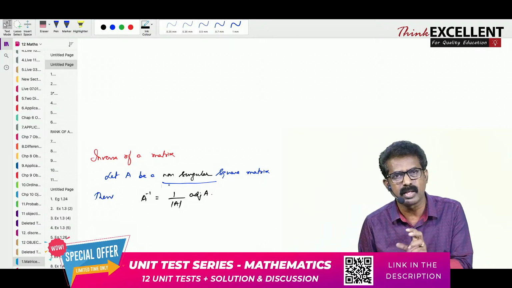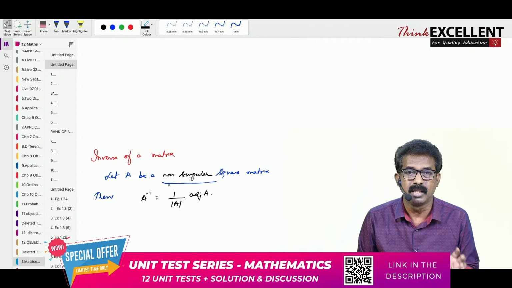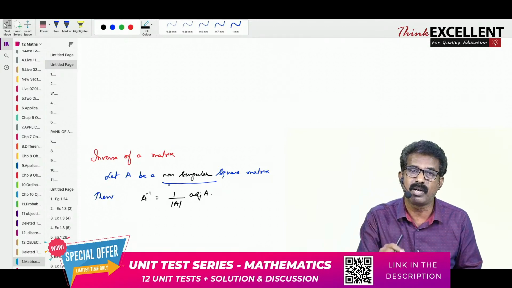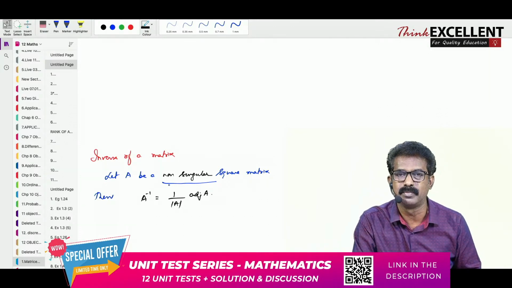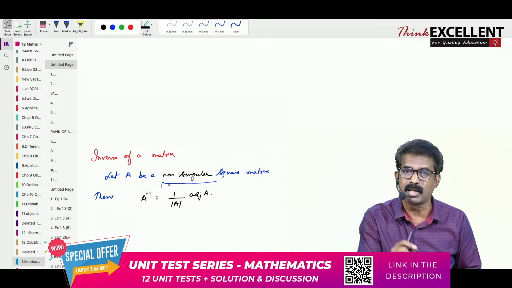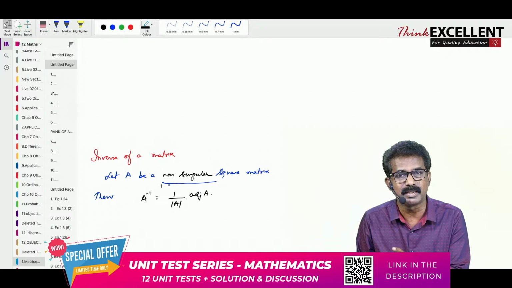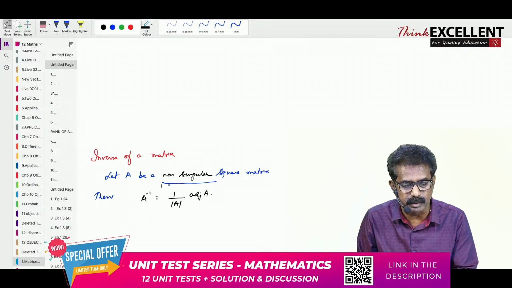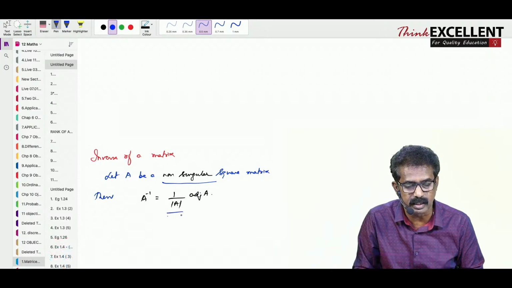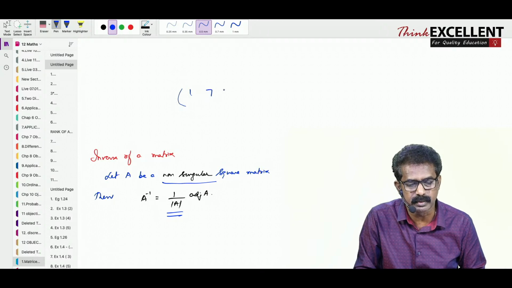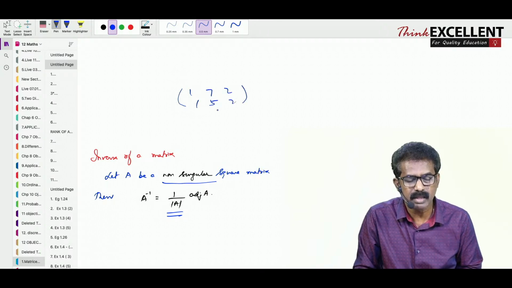So for every matrix, an inverse won't exist. For the inverse to exist, first of all, the matrix must be a square matrix. Second condition, it must be non-singular. Then only the inverse exists. Why should it be a square matrix? We are finding determinant A. For this kind of matrix, you cannot find the determinant.